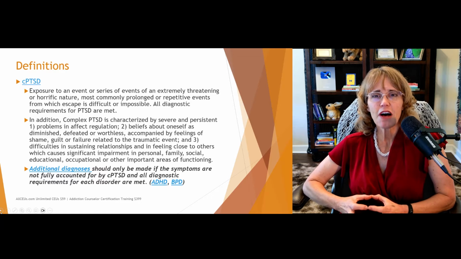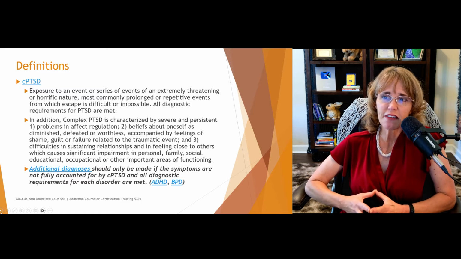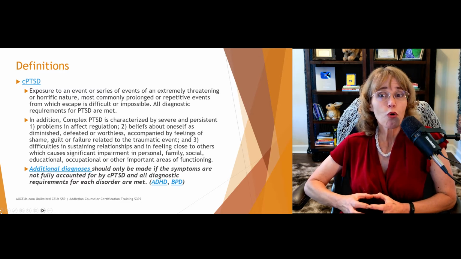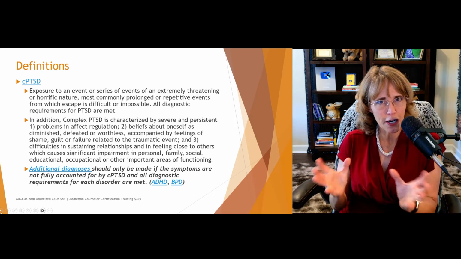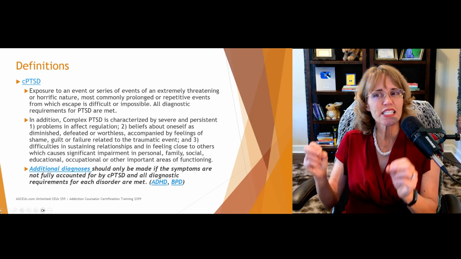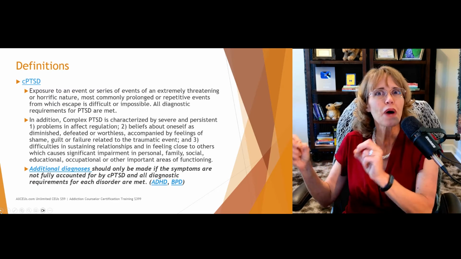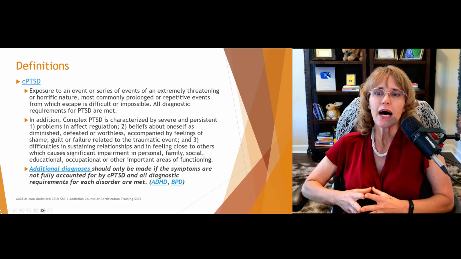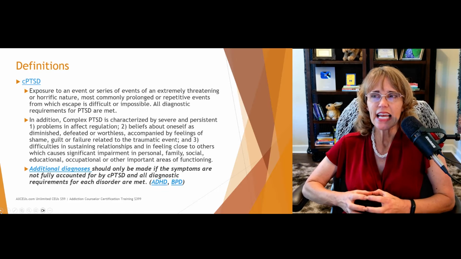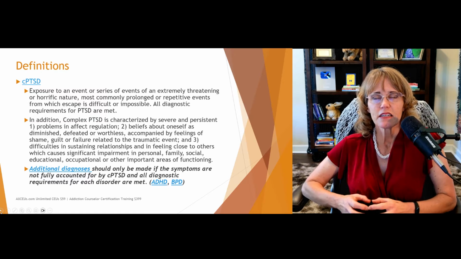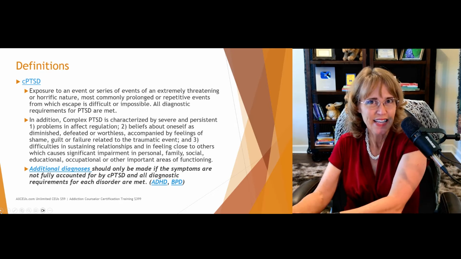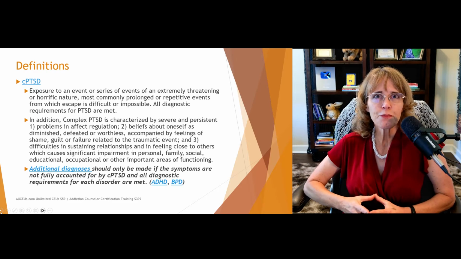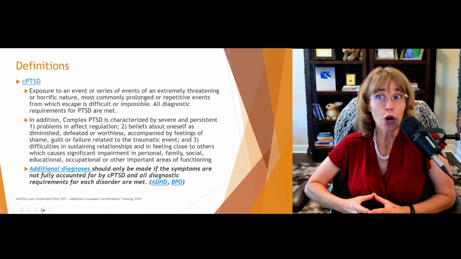CPTSD involves exposure to the event or series of events of extremely horrific nature, most commonly prolonged or repetitive. Now, this is the unique part about CPTSD, from which escape is difficult or impossible. CPTSD is an ongoing sort of thing. It can be multiple instances, or it can be sort of a daily ongoing fear.